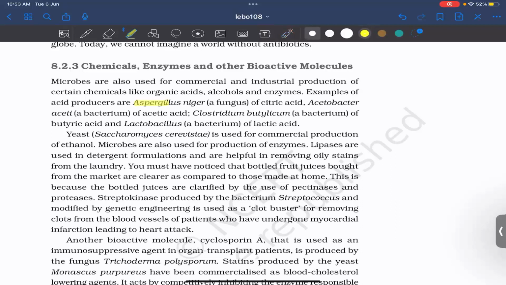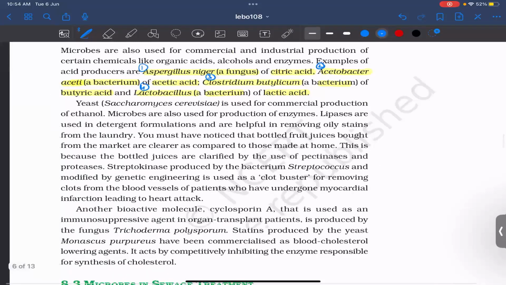Aspergillus niger, a fungus, produces citric acid. Then Acetobacter aceti, a bacterium, produces acetic acid. Clostridium butylicum, a bacterium, produces butyric acid, and Lactobacillus, a bacterium, produces lactic acid. Now, here are four examples; remember them by heart: Aspergillus niger, Acetobacter aceti, Clostridium butylicum, and Lactobacillus, and the products they produce.